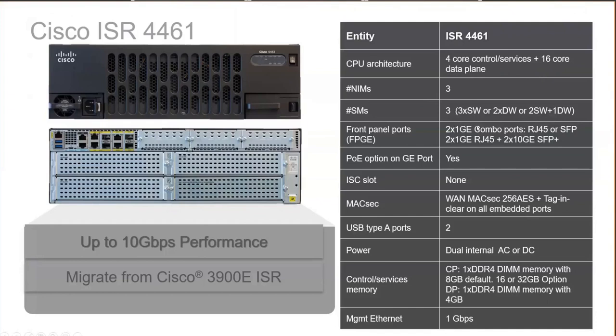Front panel ports, as I was telling, we can have 2 combo ports. These two, as we were discussing earlier, are combo ports, and 2 RJ45 and 2 10 gig SFP ports. We have a power over Ethernet option as well, and it has the other specifications about power, control and services. So it again has the management port as we were discussing earlier.